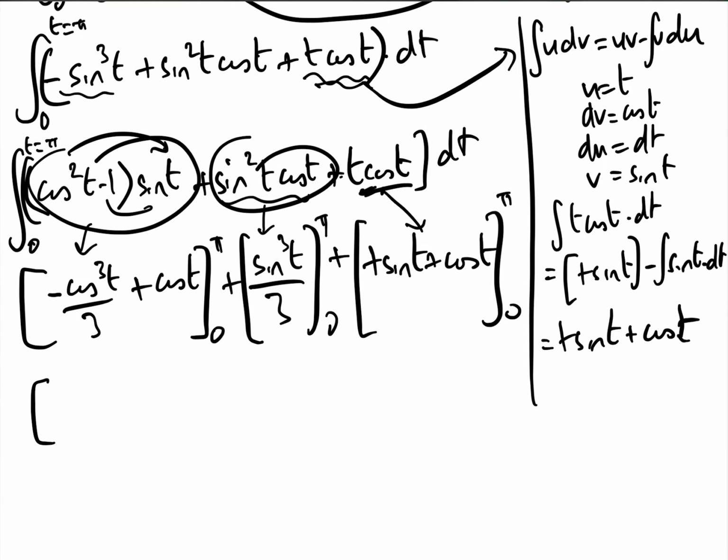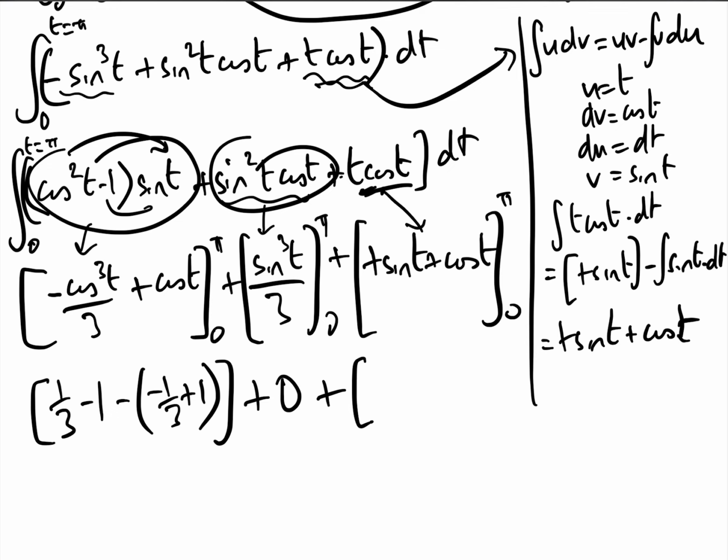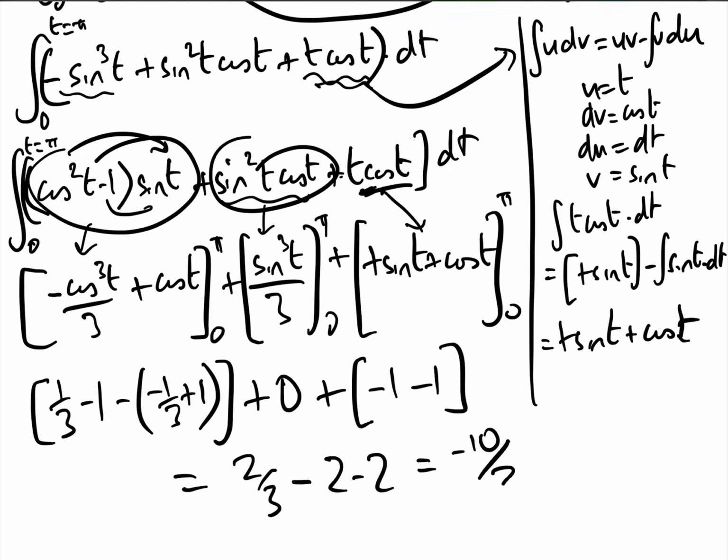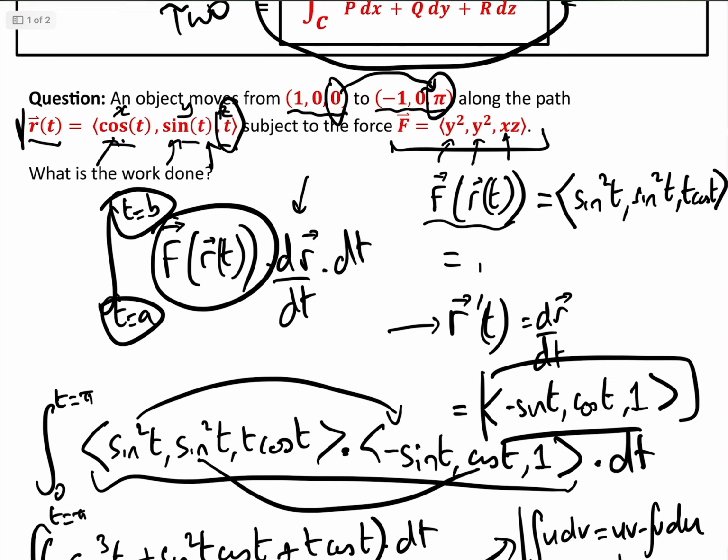So here basically that is 1/3 minus 1 minus a third add 1, that's that one done. Add, well sine cubed of pi and 0 is 0, so that one's nice and easy. Add, then sine of t, sine of pi is 0, so that's minus 1 minus 1, which equals 2/3 minus 2 minus 2, which equals minus 10 over 3. And so therefore the work done is minus 10 over 3, and that is the answer to this question.